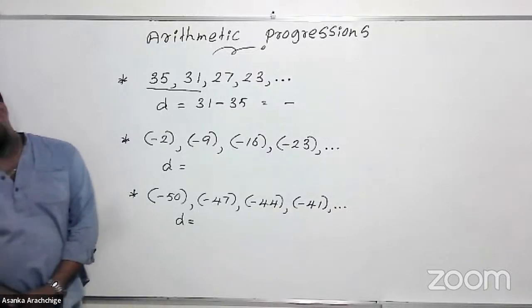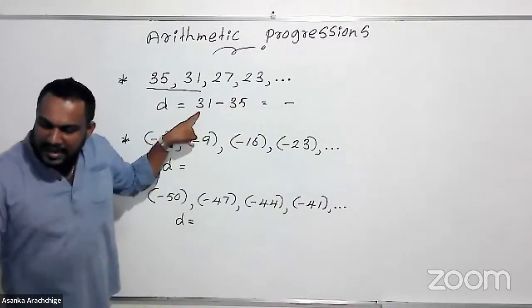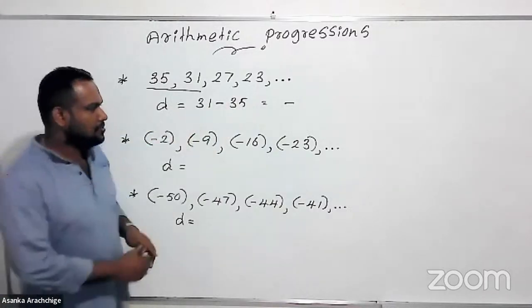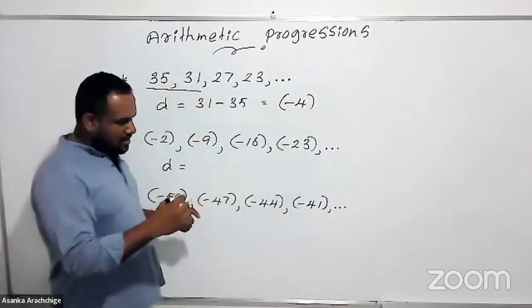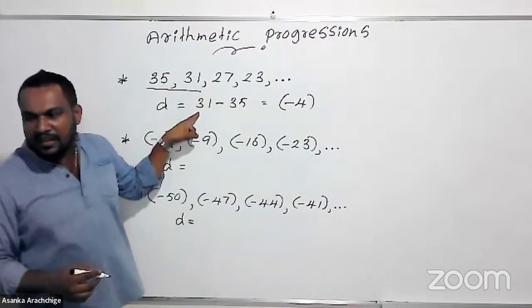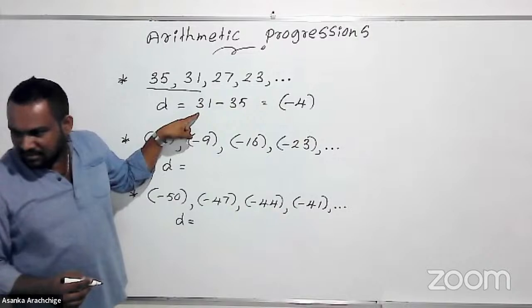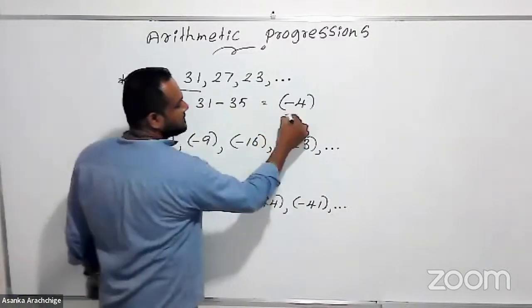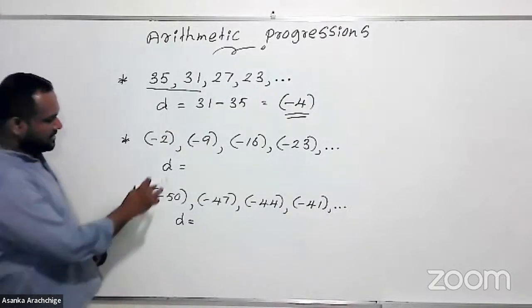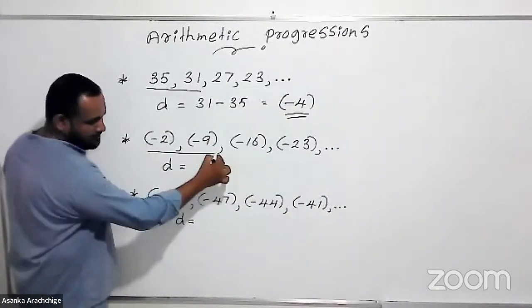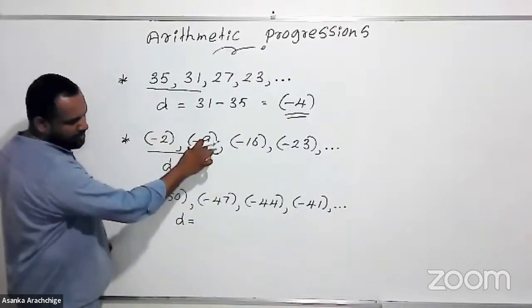By how many is 35 bigger than 31? By 4. Answer negative 4. Here, if you select the first two terms, then subtract the first term from the second term.